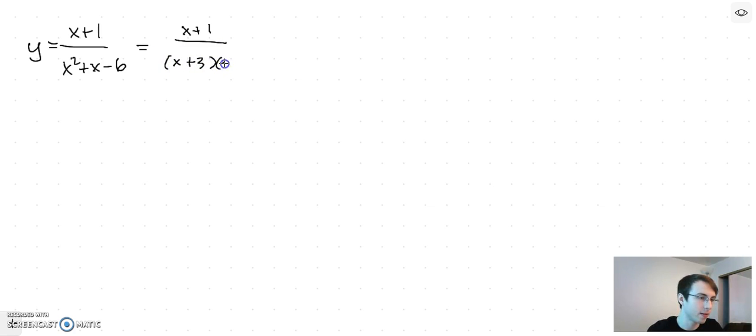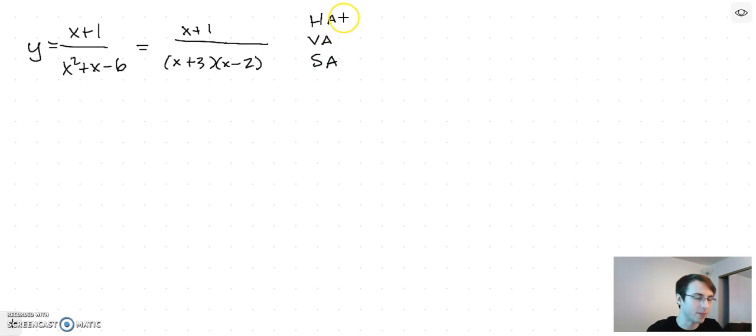Let's do another example of graphing rational functions. So let's take the function y equals (x plus 1) over (x squared plus x minus 6). We can simplify this into (x plus 1) over (x plus 3)(x minus 2). Let's get our horizontal asymptotes, vertical asymptotes, and slant asymptotes.